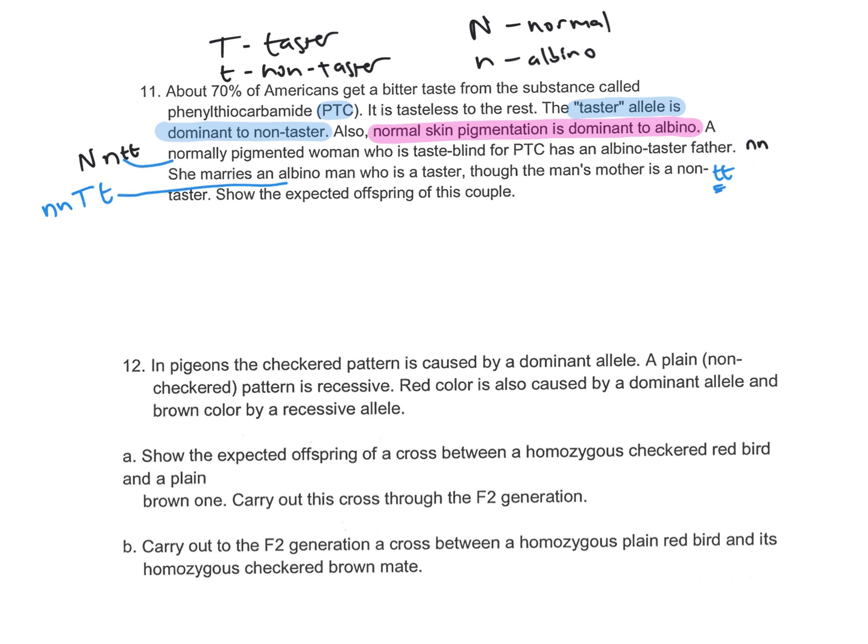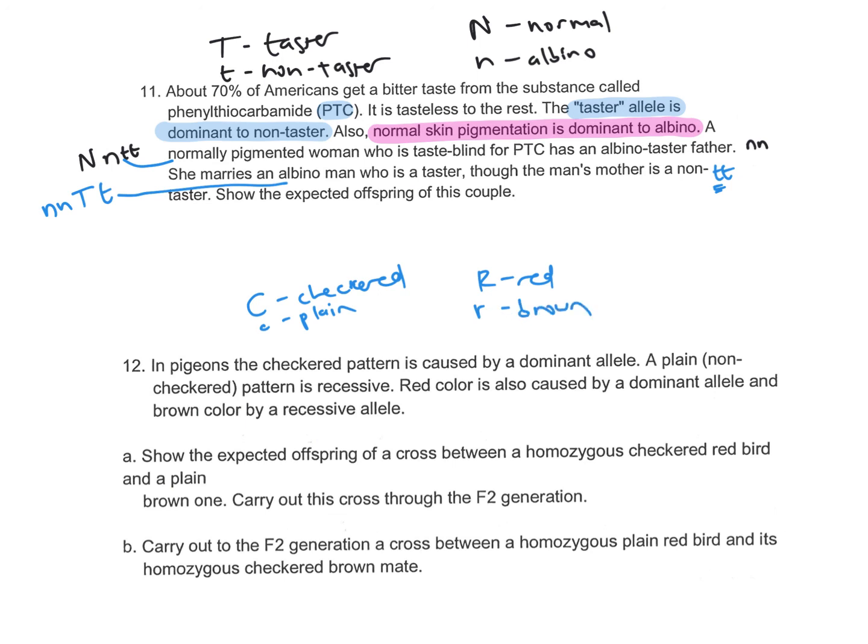And you are going to do a genetic cross to show the offspring of those children using the phenotypes that are given. Now again, in pigeons, checkered pattern is caused by a dominant allele. So C for checkered, obviously we're going to make it a big C, and a small c for non-checkered, or I'm going to call it plain. Red color is caused by a dominant allele, brown is recessive. So R is red, small r is brown.